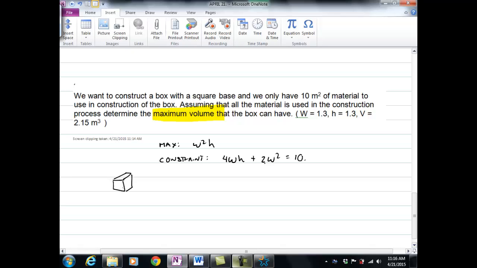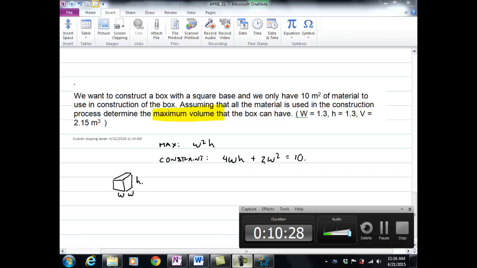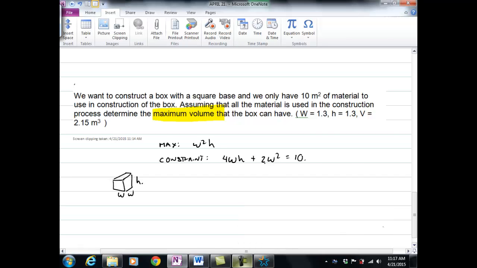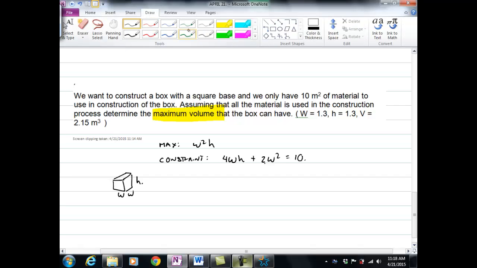So here's my box. This is W, this is W, this is H. The rest really. So if I were to look at this, the easiest one and the best only solution you can actually solve for is H. So H equals to, I'm going to do a lot of isolation, but what you should get for H is 10 minus 2W squared over 4W. There's my H value. I'm going to sub this into here.